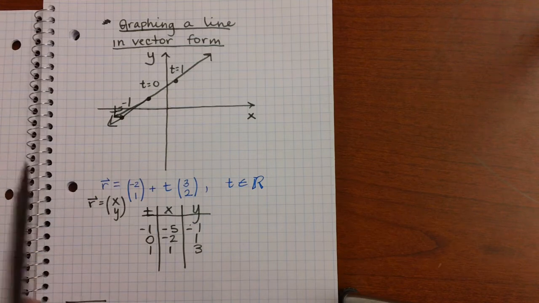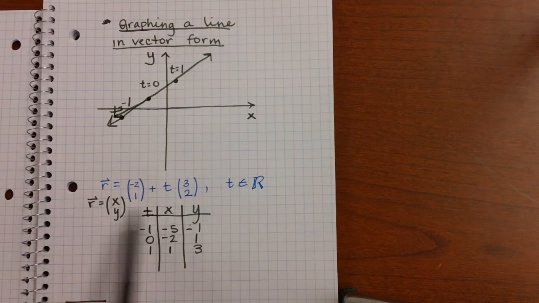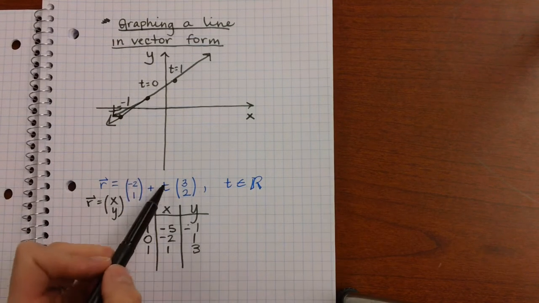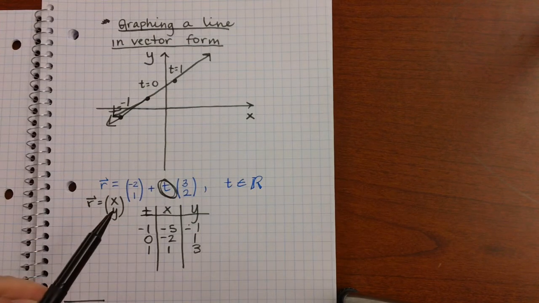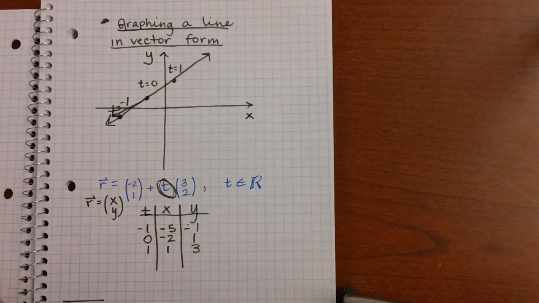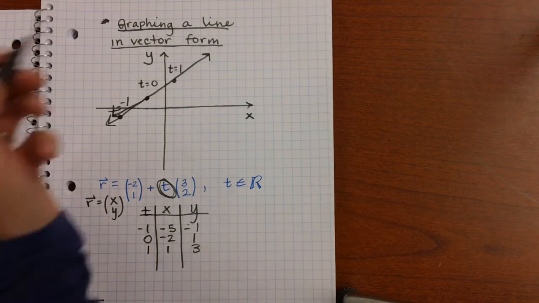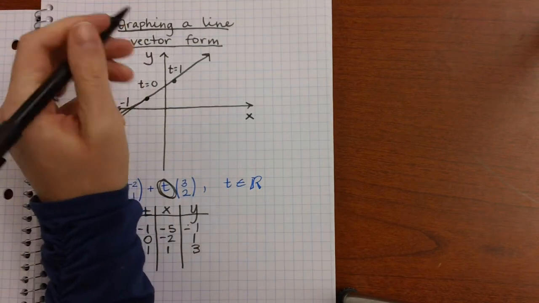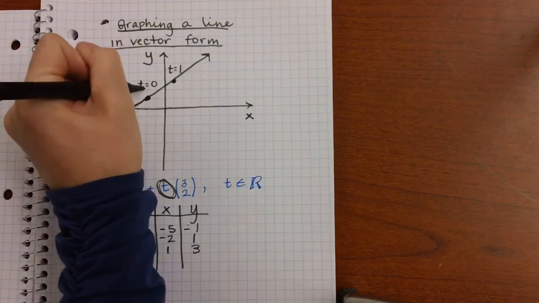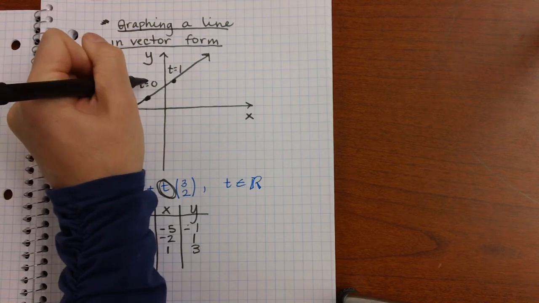Anyway, the point is that when you have the vector equation of a line, as the parameter changes, the x and y coordinates change. And also, you'll see that the slope of this line is, go from here to here, it would be 2 over 3.